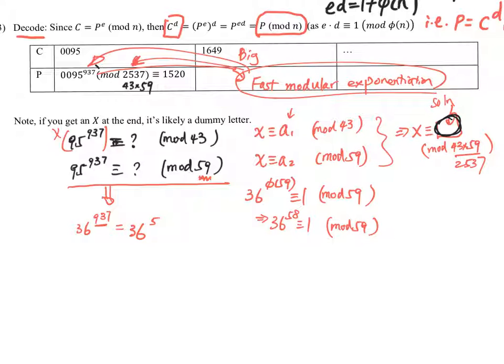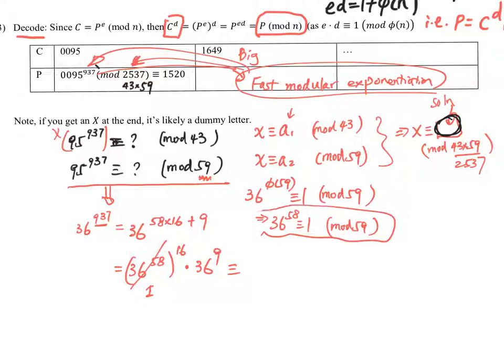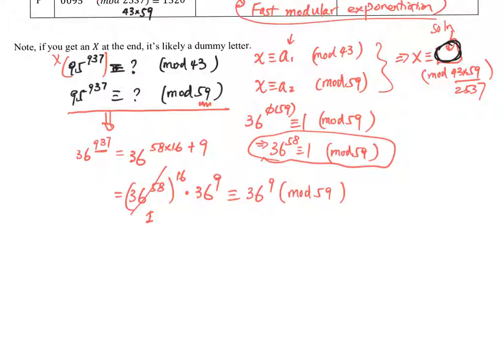So 36 raised to 937: there are 16 of 58 there, and you're left with 9. Which means 36 raised to power 58, 16 times, times 36 raised to power 9. And this is congruent to 1 according to Euler's theorem. So we're left with 36 raised to power 9 mod 59. I'm going to do a little algebra right here. We know 36 squared is congruent to -2 mod 59. And therefore, raising to another power of 4, 36 raised to power 8 is congruent to -2 raised to power 4, so this is 16 mod 59.